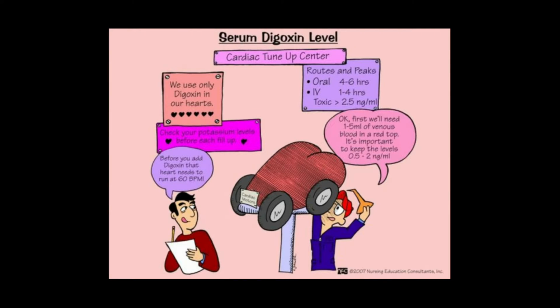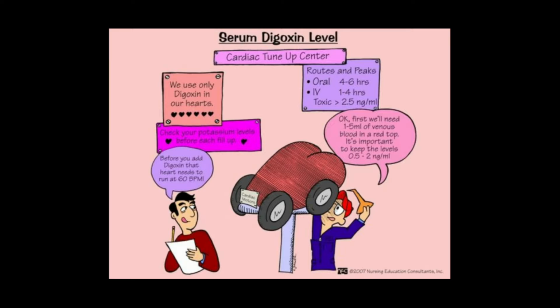If you look here, this picture is really good and explains a lot of things about digoxin that you need to know. In the purple box, it has that there are two routes, oral and IV. The oral route peaks in 4 to 6 hours, whereas the IV peaks in 1 to 4 hours. That's important to know because this medication can become toxic. So we have to maintain a therapeutic level. That therapeutic level is 0.5 to 2. And if it becomes 2.5 or greater, then it's toxic.